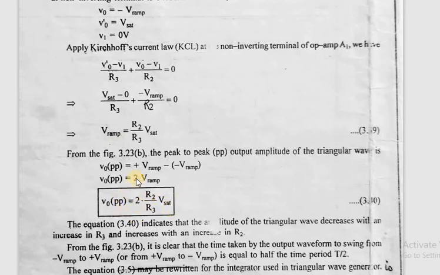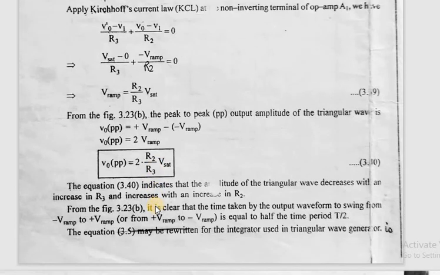Now what does this equation indicate? This equation indicates that the amplitude of the triangular wave decreases with an increase in R3 and increases with an increase in R2. So if we want to change the amplitude of the triangular wave, we can suitably increase or decrease R2 and R3. By suitable adjustment of R2 and R3, we can obtain a particular amplitude of the triangular wave.